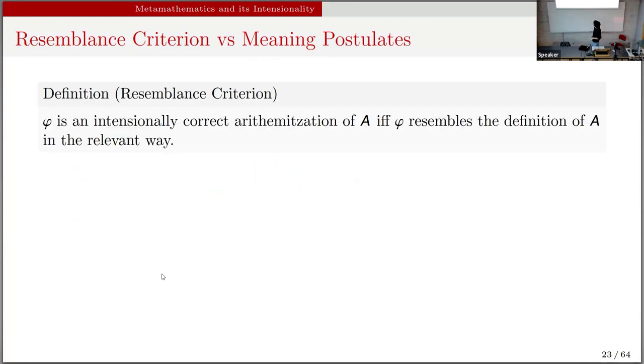So what does the resemblance criterion say? Again, very, very intuitive. When you actually do the arithmetization, it's very intuitive, and you pretty much always know whether your arithmetized formula resembles the notion that you are trying to arithmetize. So phi is an intensionally correct arithmetization of A, where A can be any notion. But again, in this case, we think it might be easier to think of A as a property, like the property of being provable, the property of being true, and so forth. If and only if phi resembles the definition of A, so the definition of probability or the definition of truth, in the relevant way.